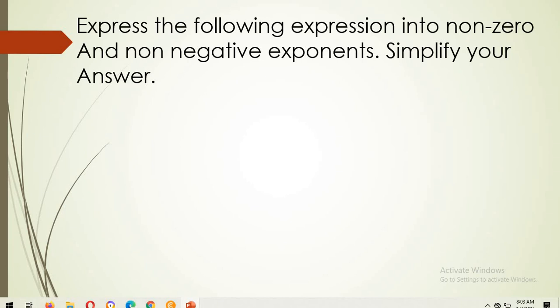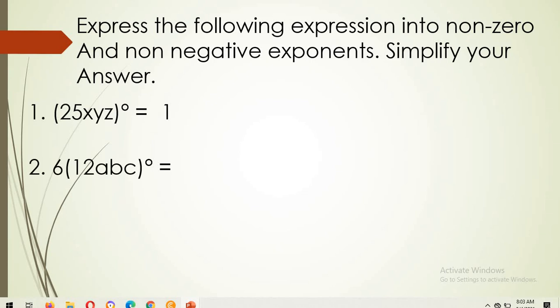So, let us express the following expressions into non-zero and non-negative exponents. Simplify your answer. So, we have quantity 25xyz raised to 0. So, if you notice, naka-quantity lahat. Okay? So, ibig sabihin, kapag lahat ng given naka-quantity, then raised to 0, automatic siya ay 1. So, kahit gaano siya kalaki, kahit gaano siya kahaba, kapag siya ay nakasakop sa quantity, tapos raised to 0, automatic siya ay 1.